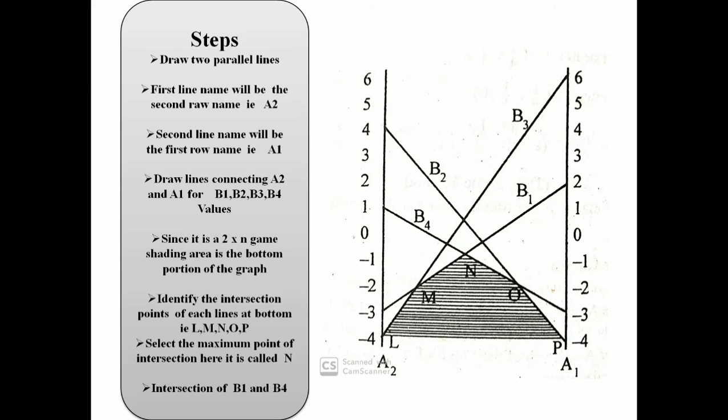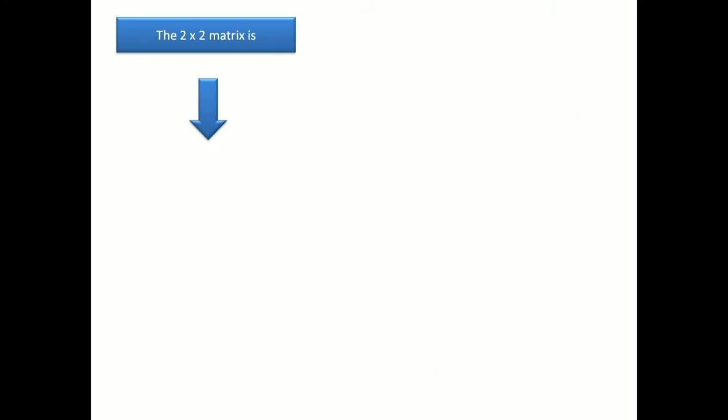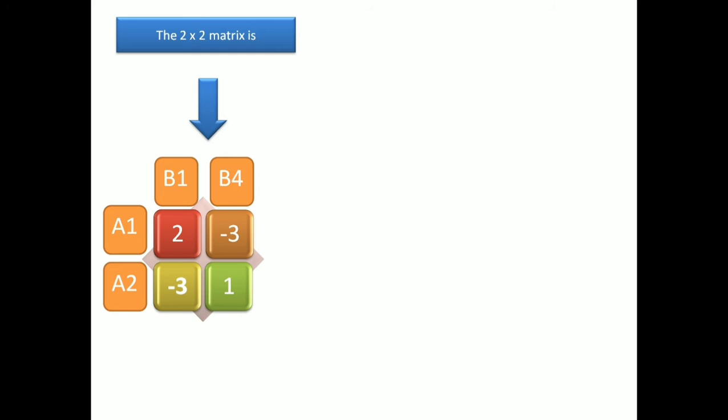So it is the intersection of 2 lines. You just go through the graph, it is the intersection of 2 lines, that is B1 and B4. Then you take these B1 and B4 values and create a new matrix. So there will be a 2 into 2 matrix based on taking the values of B1 and B4. So this is the new matrix.